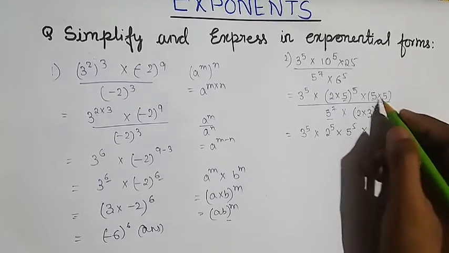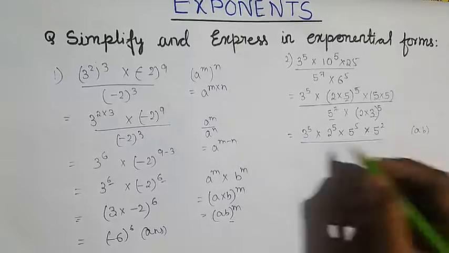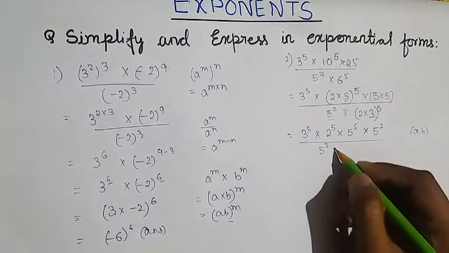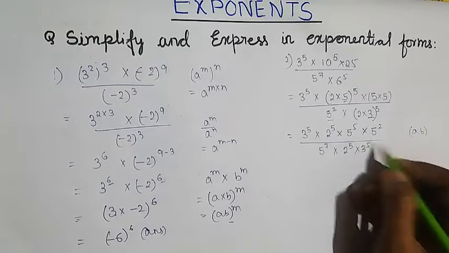And this can be written as 5 into 5 is 5 squared. 5 raised to this power 7 into, and this can be written as 2 raised to the power 5 into 3 raised to the power 5.